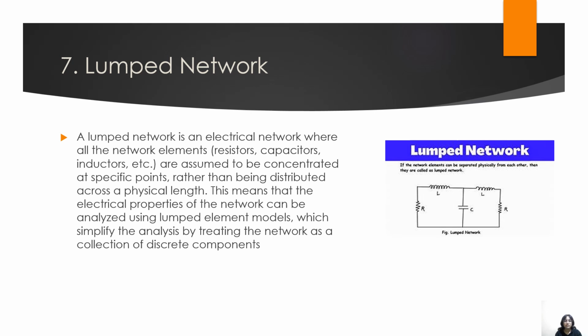The seventh type of network is lump networks. A lump network is an electrical network where all the network elements like resistors, capacitors, inductors, etc. are assumed to be concentrated at specific points rather than being distributed across a physical length. This means that the electrical properties of the network can be analyzed using lumped element models, which simplifies the analysis by treating the network as a collection of discrete components.